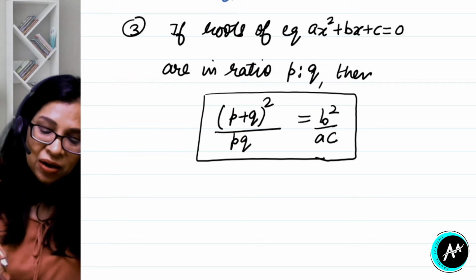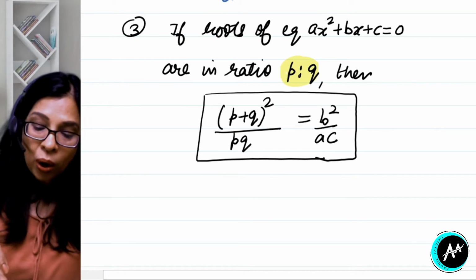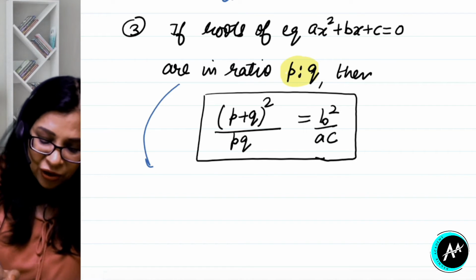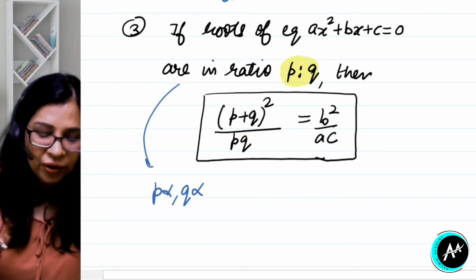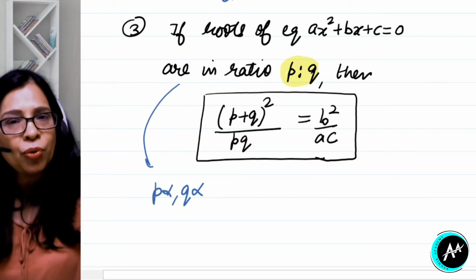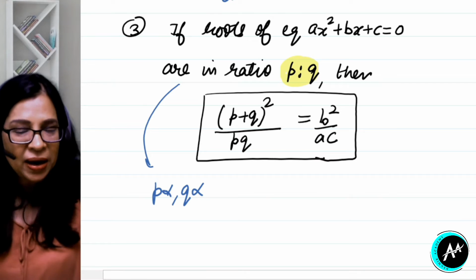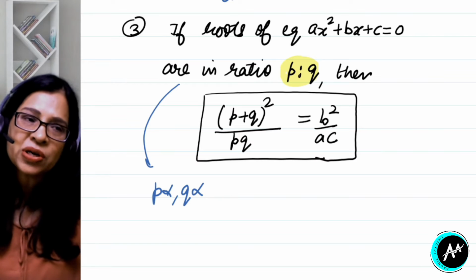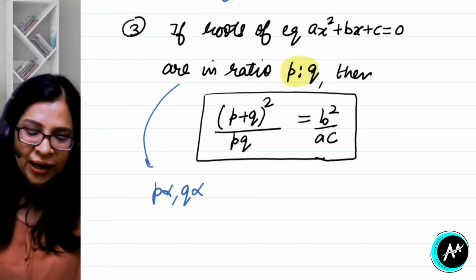Now what do we mean when we say that roots are in the ratio p is to q? What it means is that if one root is p alpha, the other root is going to be q alpha. Is it all right? So that is the meaning. How do we derive this condition? You can use sum and product of roots and eliminate alpha, right? We can take sum of roots as minus b upon a, product of roots c upon a, and between the two equations, if you eliminate alpha, we are going to get this condition, right?